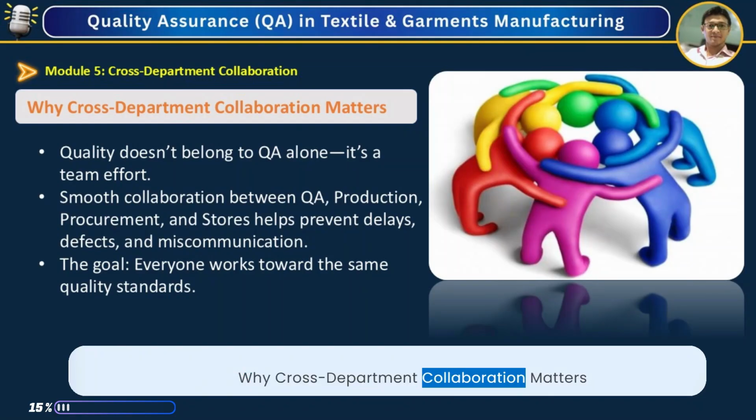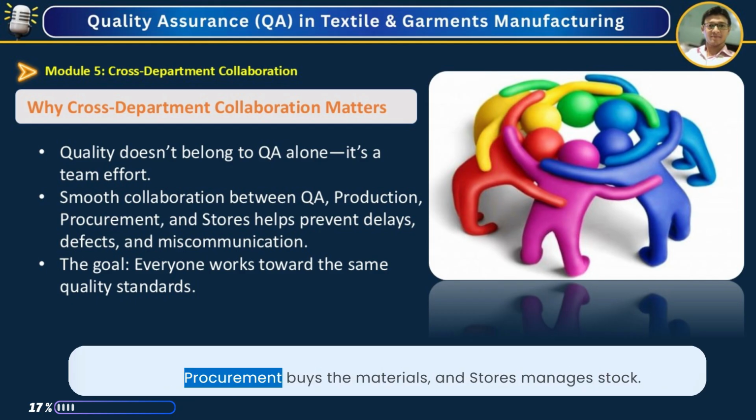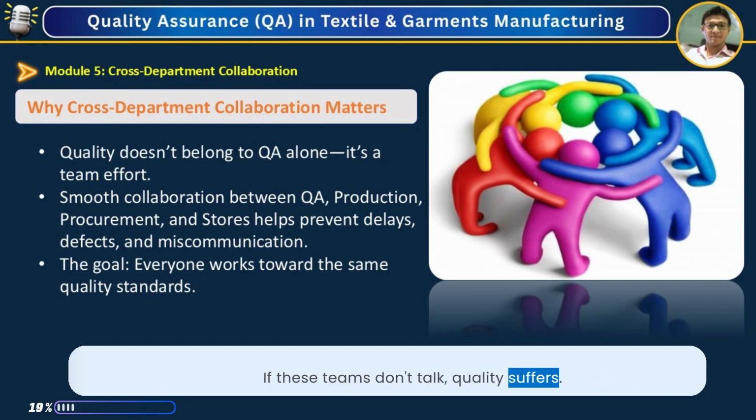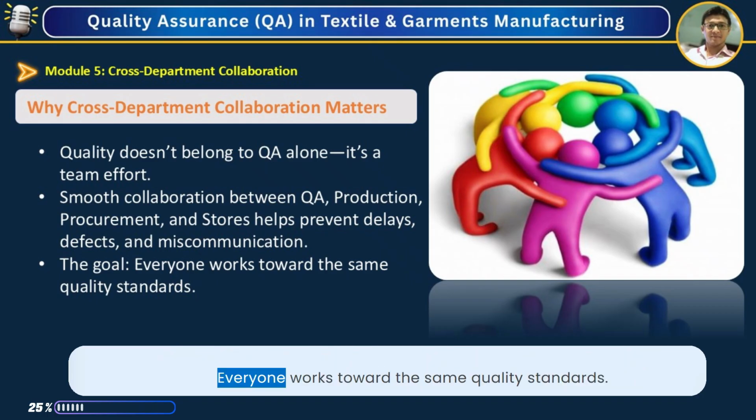Why cross-department collaboration matters. QA is the gatekeeper of quality, but production makes the product. Procurement buys the materials, and stores manages stock. If these teams don't talk, quality suffers. Quality doesn't belong to QA alone, it's a team effort. Smooth collaboration between QA, production, procurement, and stores helps prevent delays, defects, and miscommunication. The goal: everyone works toward the same quality standards.